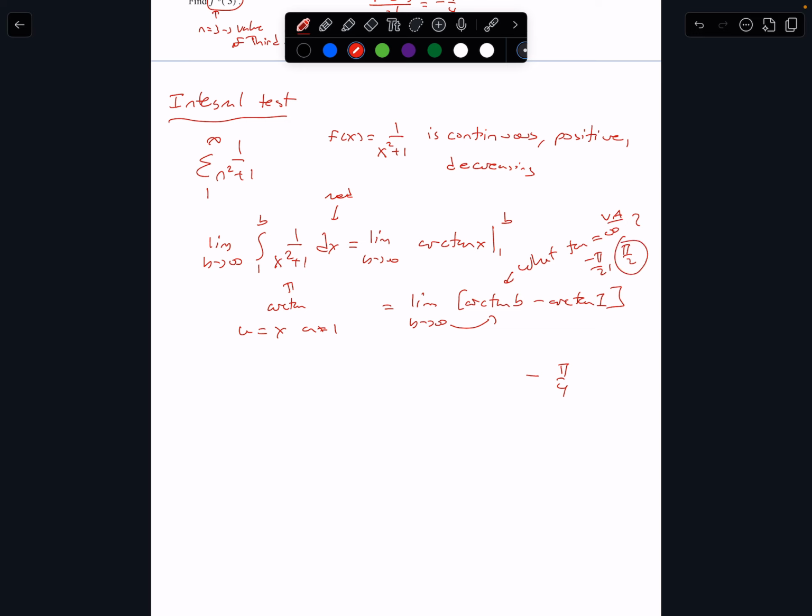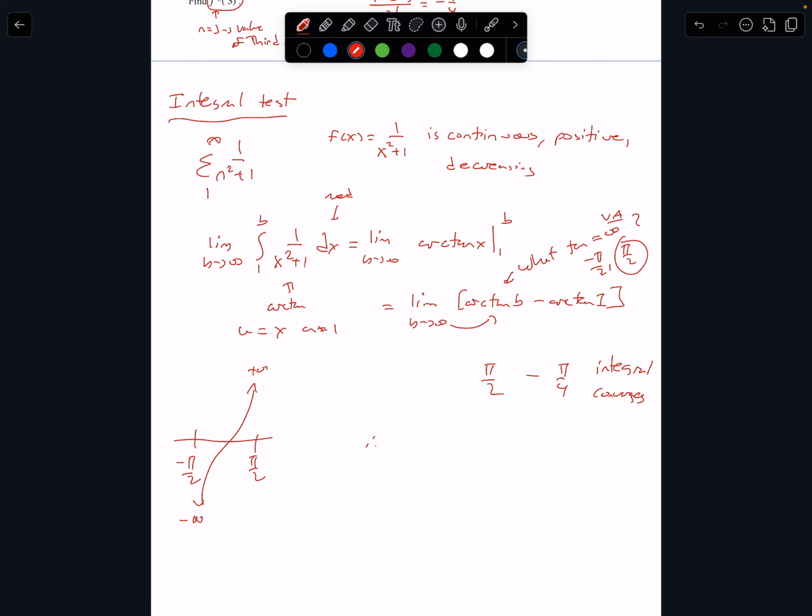If you forgot that, look down here below. Remember, tangent looks like this between negative pi over 2 and pi over 2. At pi over 2, we approach positive infinity, and at negative pi over 2, we approach negative infinity. So this is going to become pi over 2 minus pi over 4. I don't know exactly what that equals necessarily, but I do know that this is a convergent number. So I can say that the integral converges.